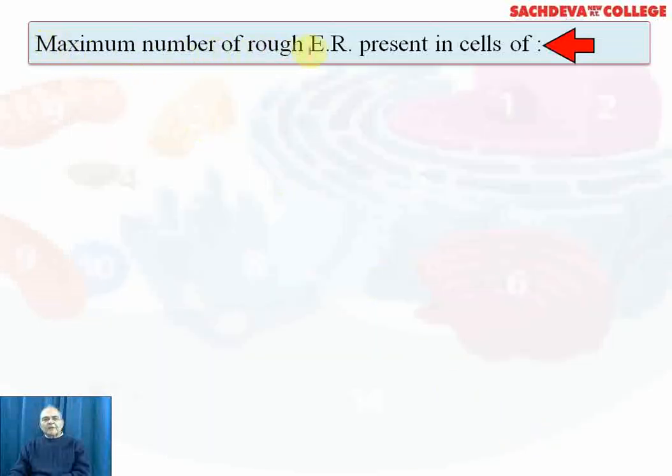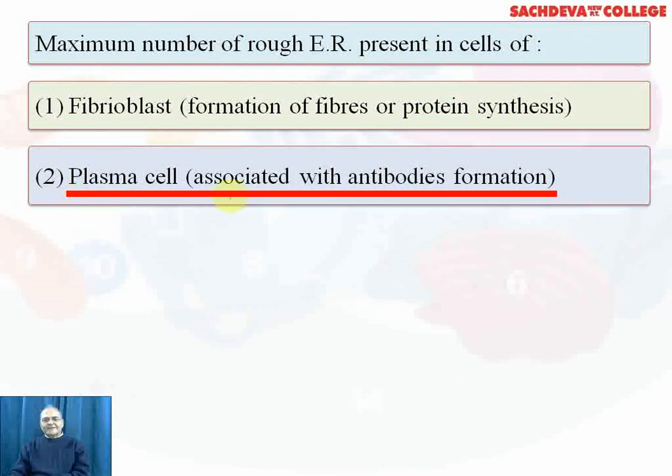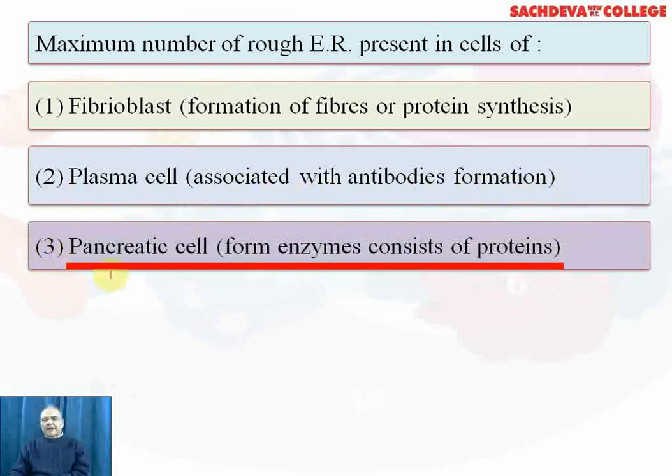Maximum number of rough endoplasmic reticulum is present in the cells of fibroblasts, for formation of fibers or protein synthesis, plasma cells associated with antibody formation, and pancreatic cells associated with enzymes which consist of proteins.